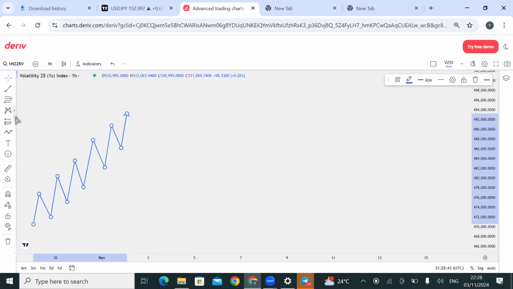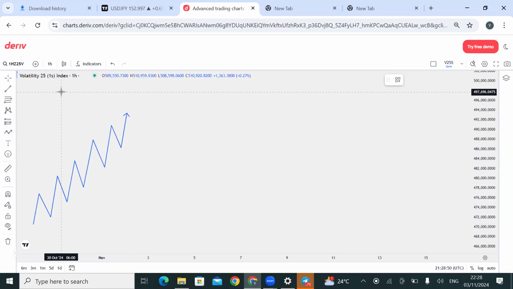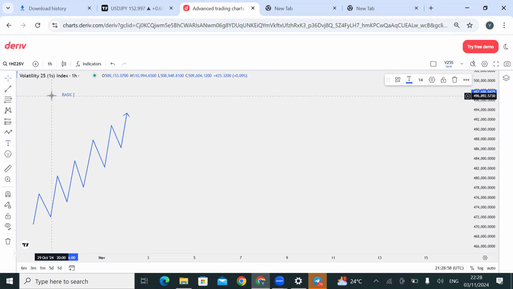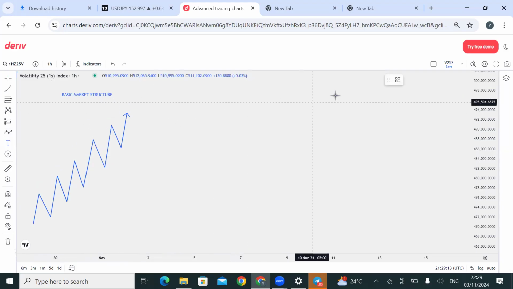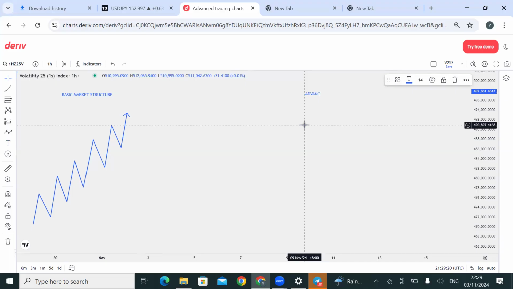So let me write it down. We have the basic market structure, and we have advanced market structure.